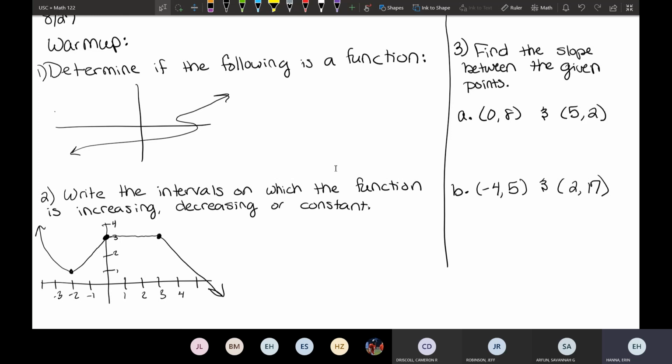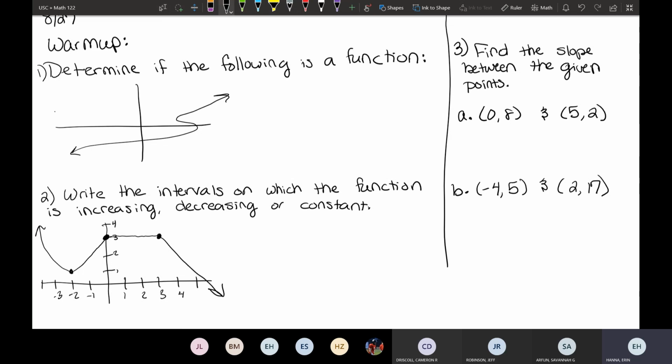Give you a couple more seconds. Sorry, that was probably obnoxious for you people on Teams. All right. It's just so little here that it's like throwing me off.